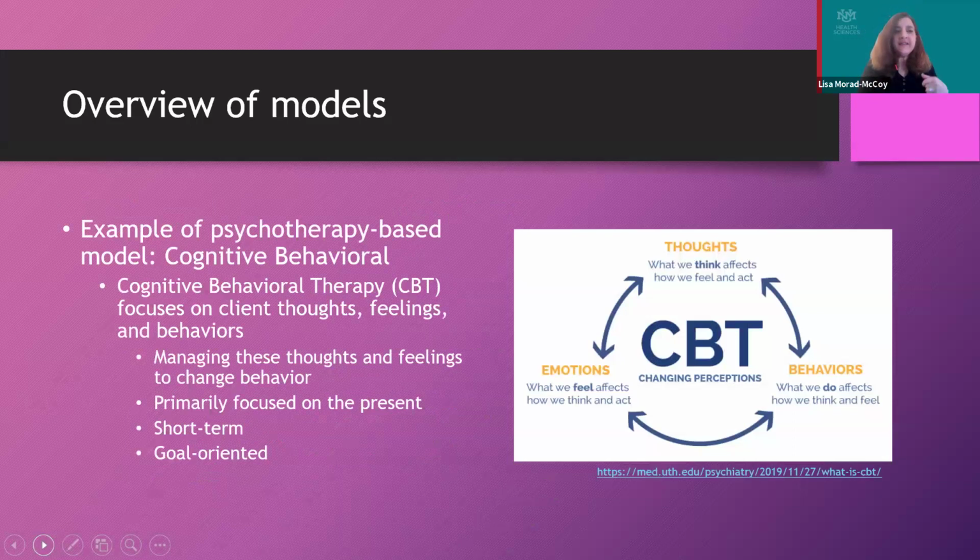So a good example of a psychotherapy-based model is a CBT model, right? So everybody knows that CBT in therapy, it's about managing thoughts and feelings, and in so doing, you're changing your behavior, right? And we're focusing on the present. It's short term, it's goal oriented. Everybody knows pretty much what CBT is. It's a very common therapy.